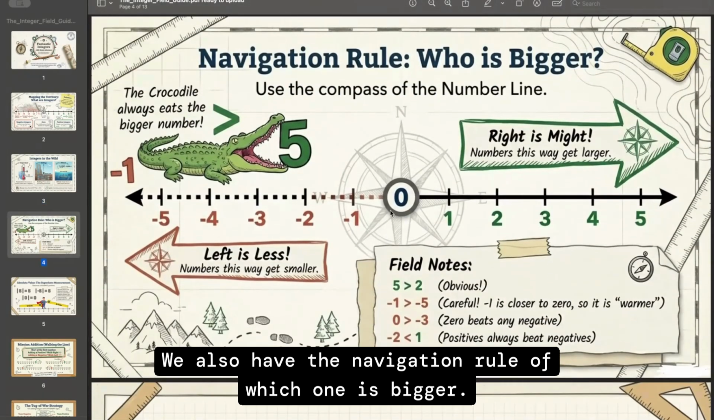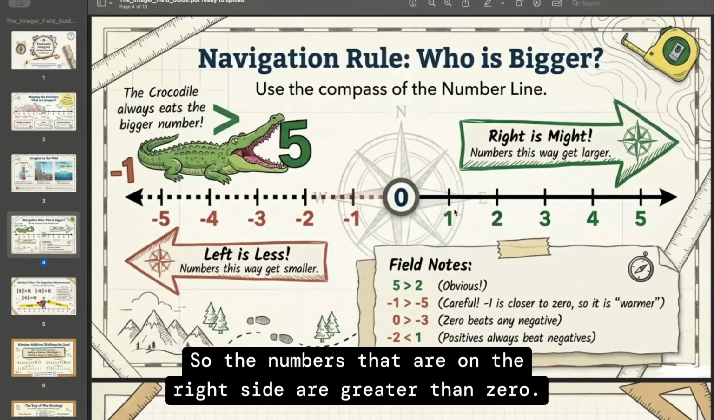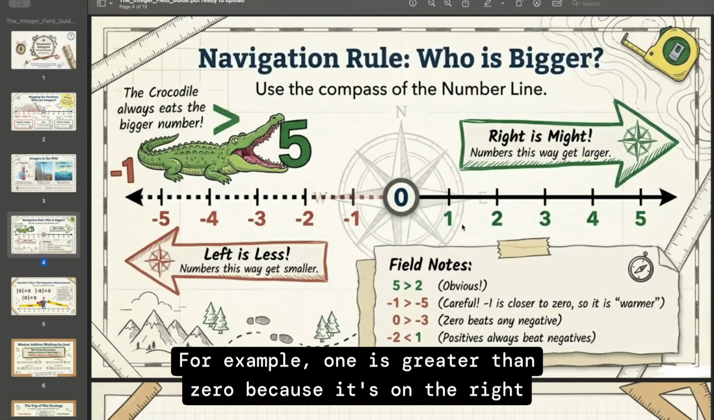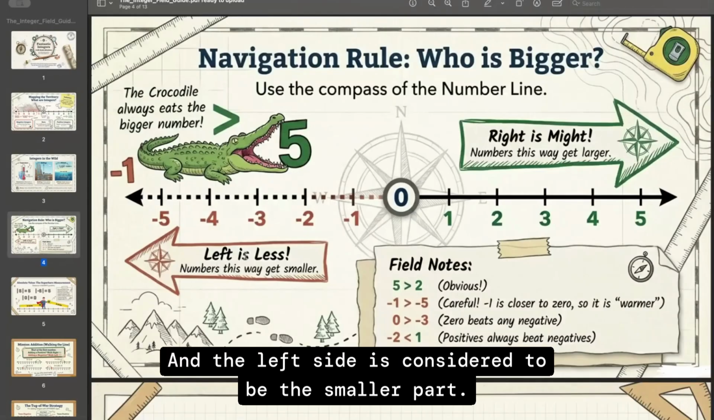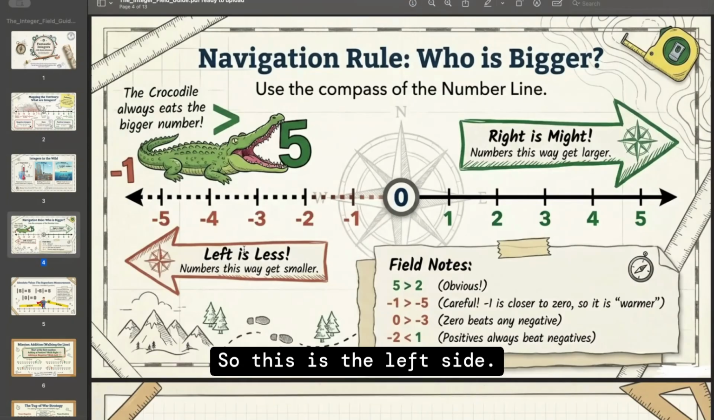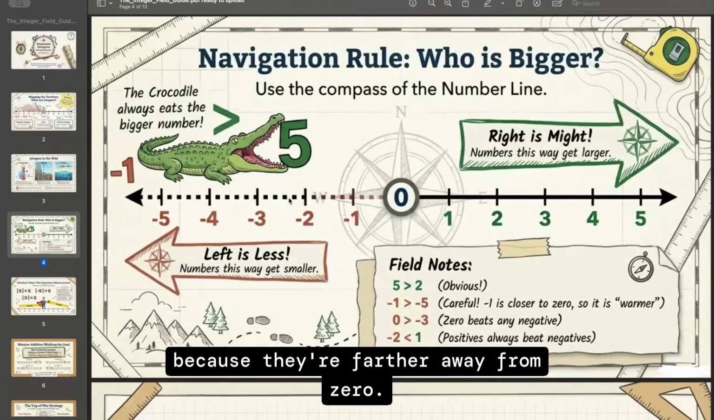We also have the navigation rule of which one is bigger. In this case, the right side of the number line is considered greater. So the numbers that are on the right side are greater than 0. For example, 1 is greater than 0 because it's on the right side. And the left side is considered to be the smaller part. This is the left side, and the numbers that are on the left side are less than 0 because they're farther away from 0.